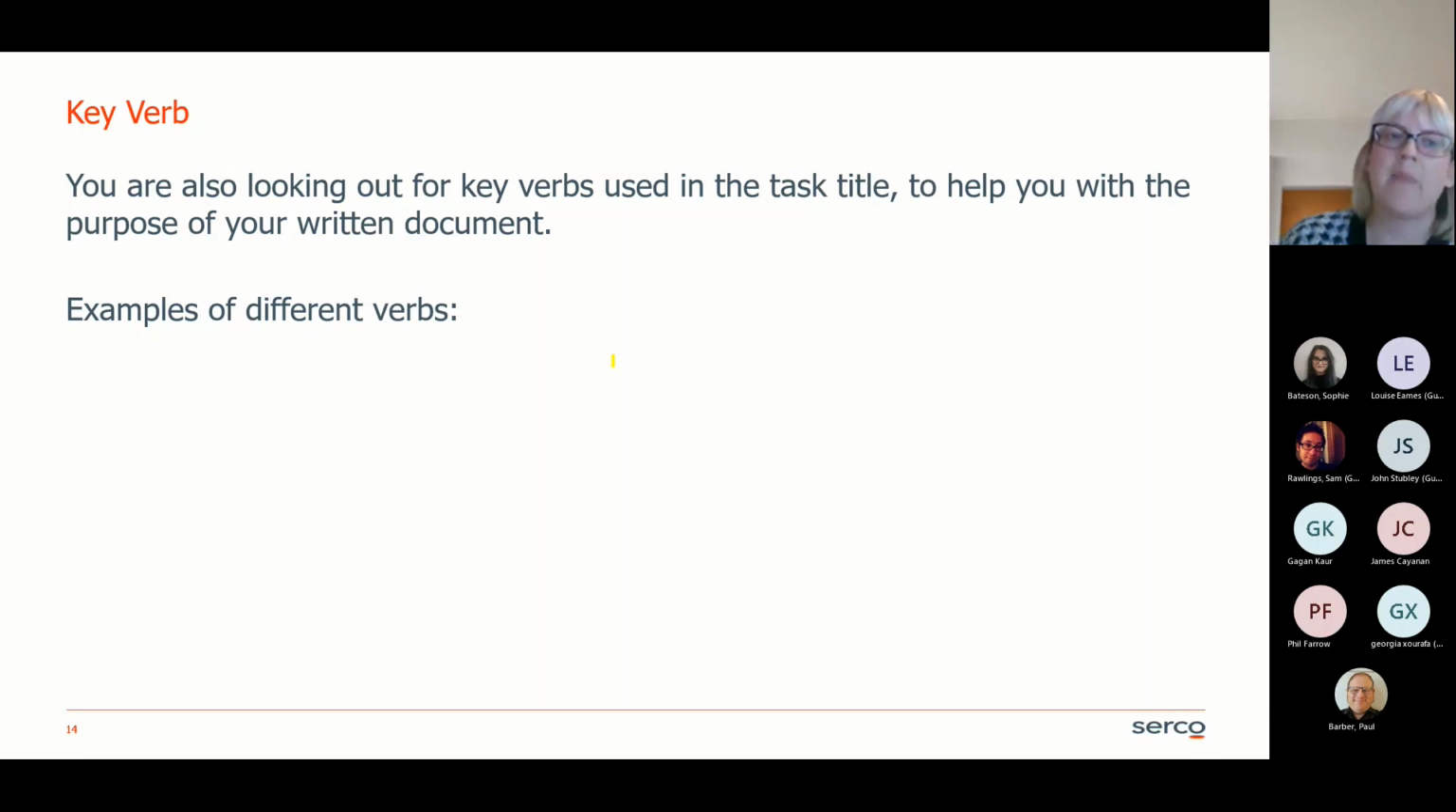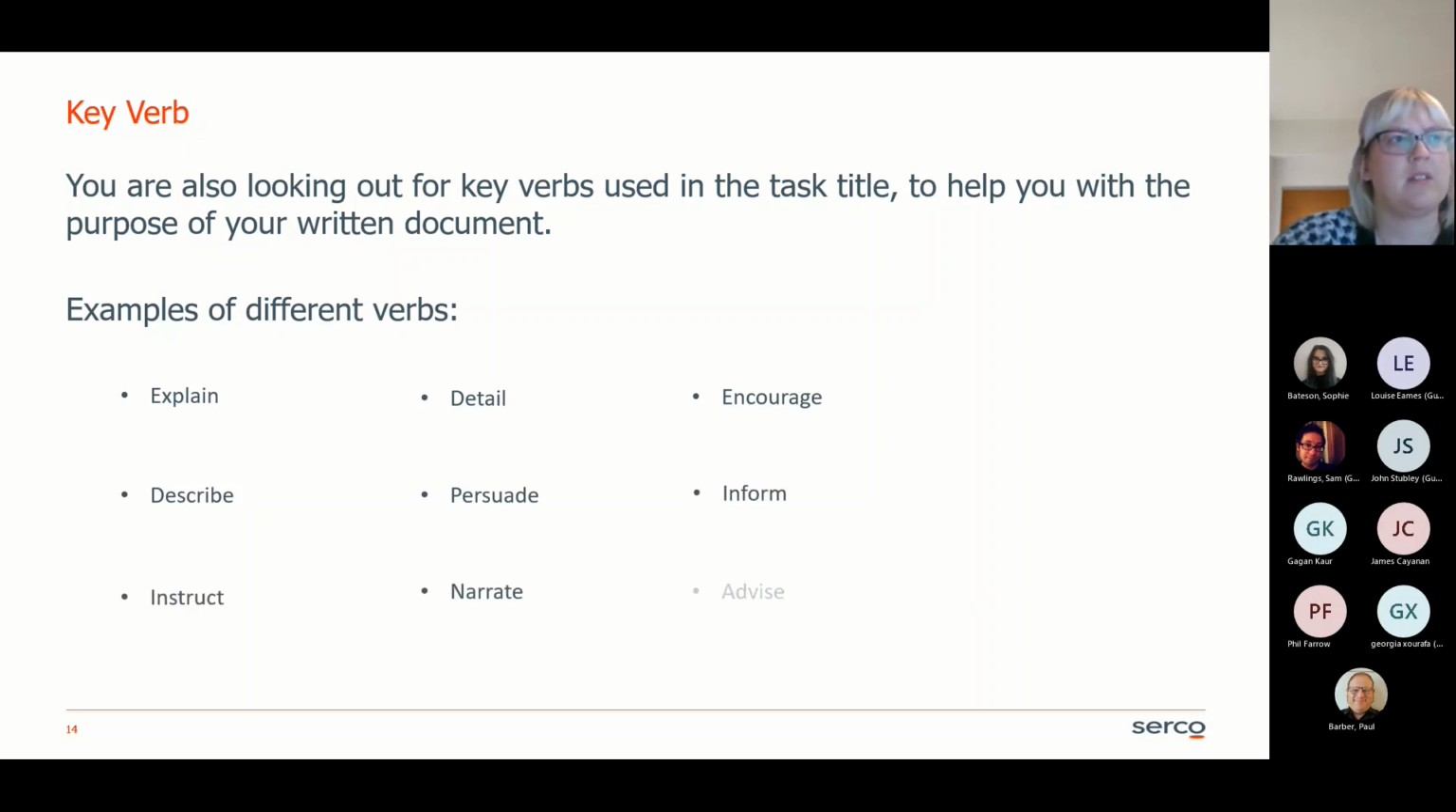I was going to ask you to put a couple of different examples in the chat, but I'm just going to pop them up on the screen quickly now. So we've got different examples of your key verbs. We've got explain, detail, encourage, describe, persuade, inform, instruct, and narrate. One more, advise as well. So these are key verbs that you could come across, and they could be in the questions. Like I said, these will be covered in more detail on Thursday for you guys. But what the key verb is would decide how you would write your document.